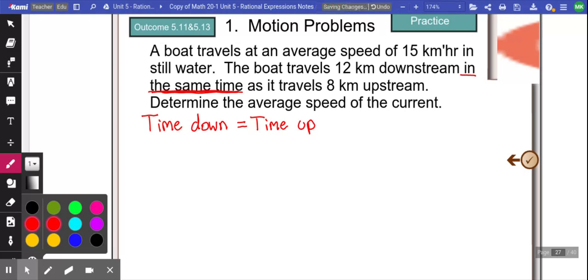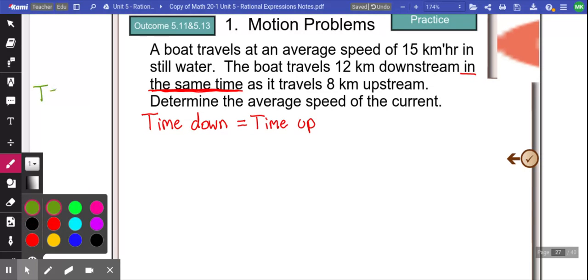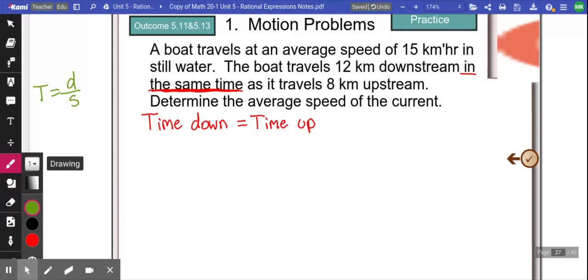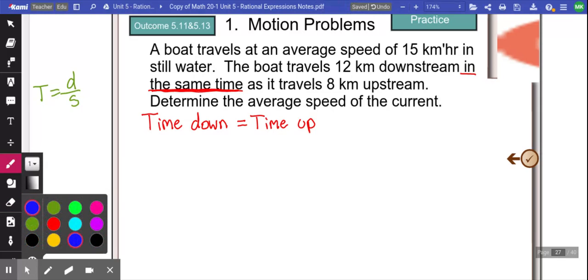And then I can build my equation with all of my information about distances and speeds. But I have to start with time. Then let's try to turn time into distance divided by velocity. Distance divided by speed. So when we do time down, it would be distance downstream, 12 kilometers downstream, divided by the speed downstream.